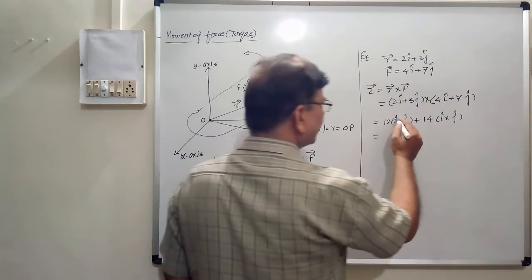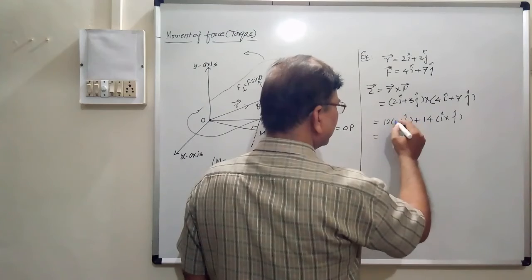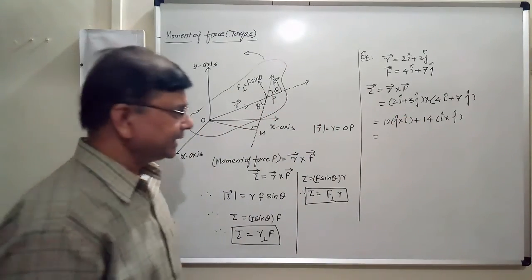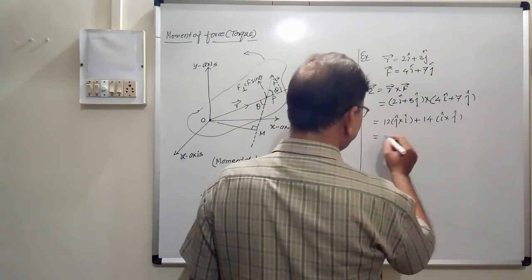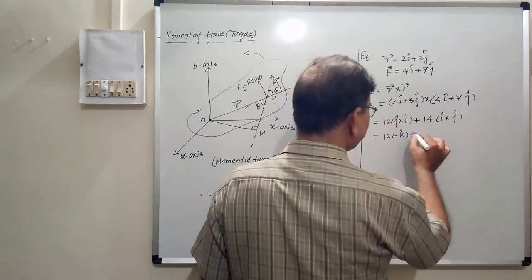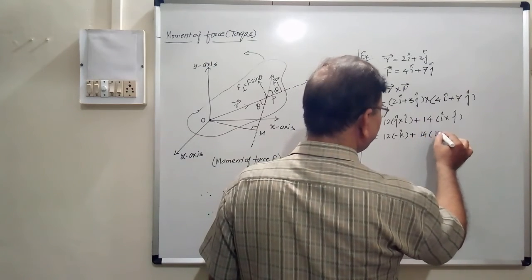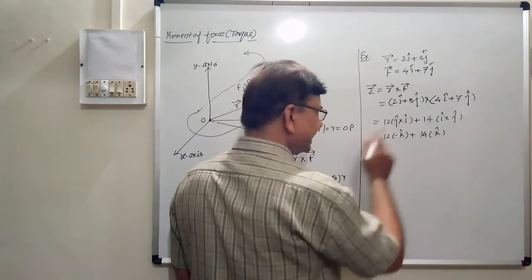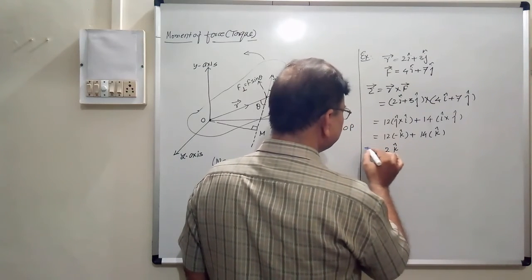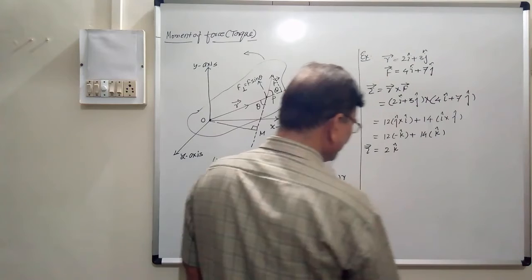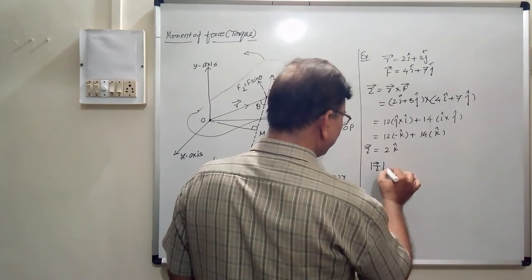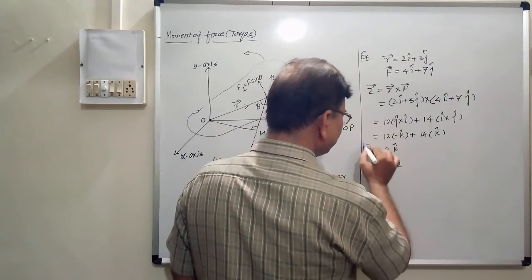We know what j cross i is. j cross i is minus k. So that is 12 into minus k plus 14 into k, the unit vector along the Z axis. So this will be how much? 2k. This tau vector is 2k and the magnitude of tau will be 2. So it is very important.